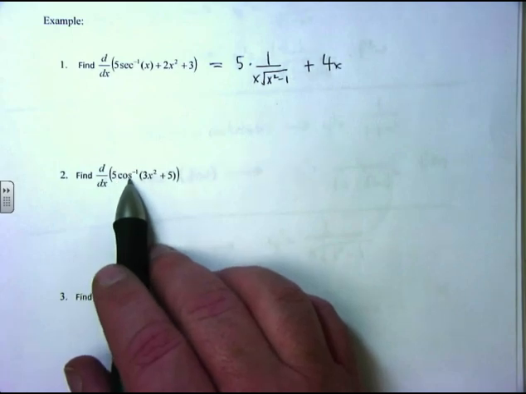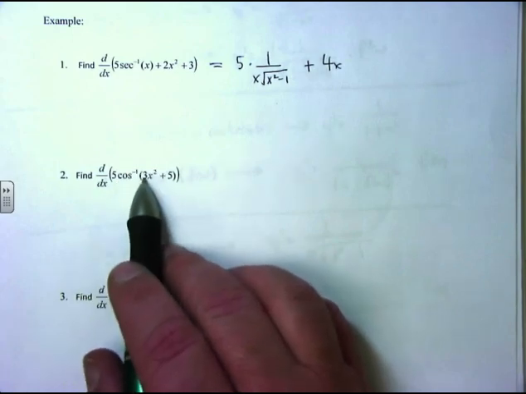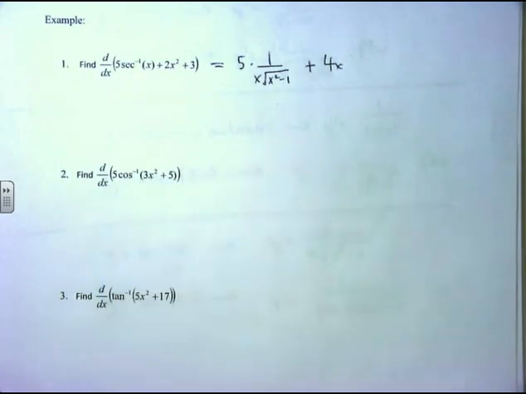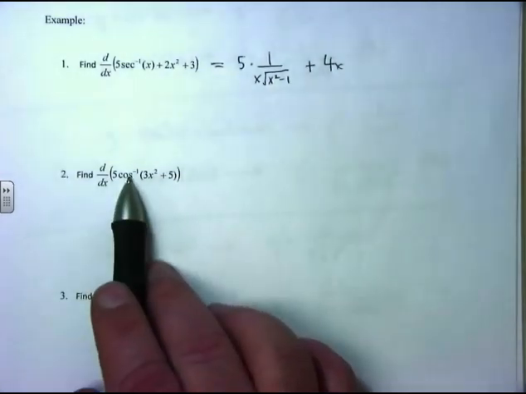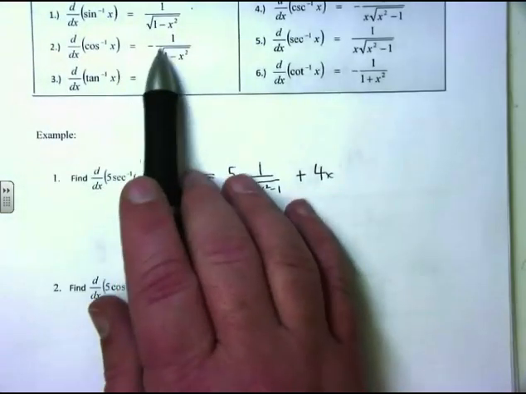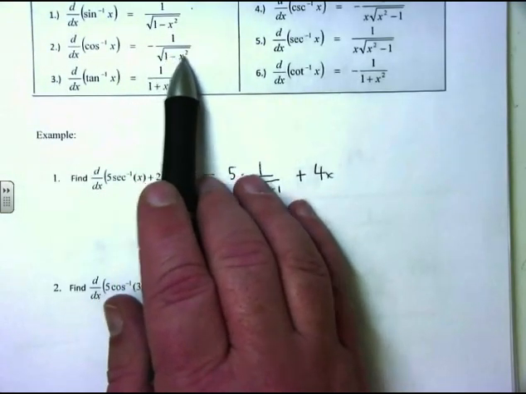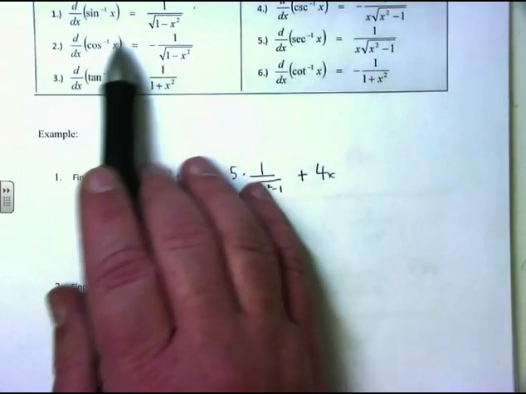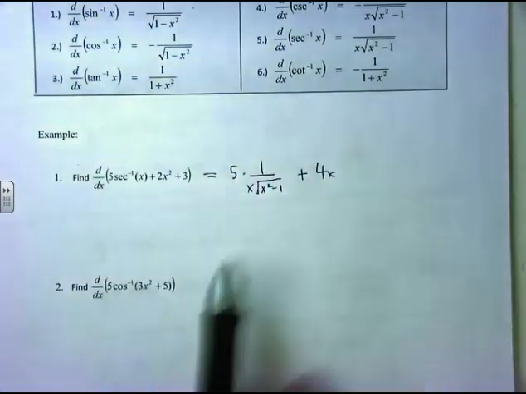Next one is find the derivative of 5 times the cosine inverse of 3x squared plus 5. Now, this is a cosine inverse of a function. It's not just of x. The derivative of cosine inverse of x is negative 1 over the square root of 1 minus x squared because it's a cofunction. But we have to use the chain rule version of this guy.